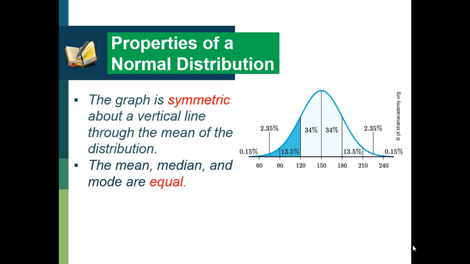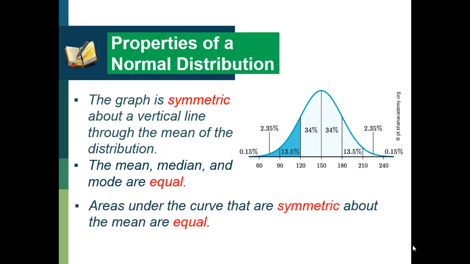Now, the mean, median, and mode are equal. Basically, if our mean is 150, the median and the mode are also 150. The third property: areas under the curve that are symmetric about the mean are equal. For example, 120 to 150 has equal area to 150 to 180. Both of them have 34% as their areas because they are symmetric about the mean. Therefore, their areas are equal.